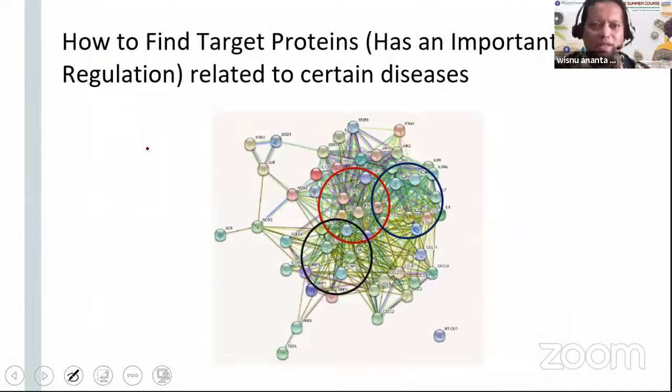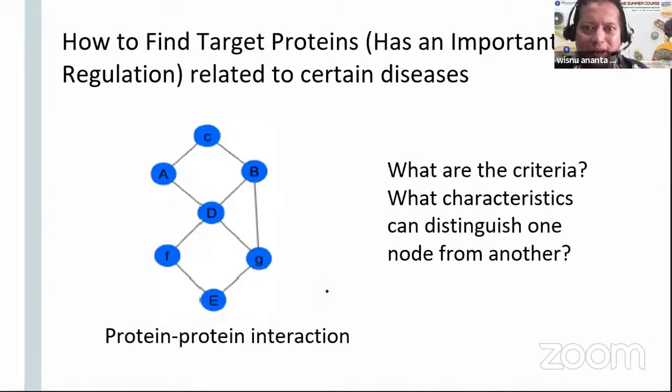So the question is how to find target proteins, or protein targets, or we can change the statement to: which protein has an important regulation related to a certain disease? Is a protein located here in this group of proteins, or here? So actually we can analyze this protein interaction using a clustering technique. So how to find protein targets?